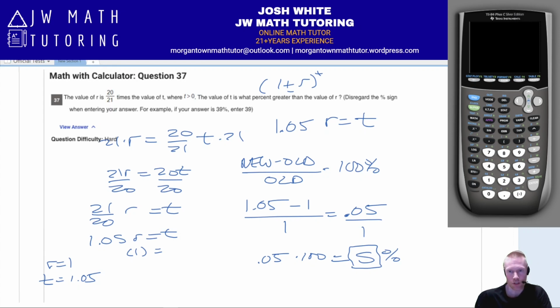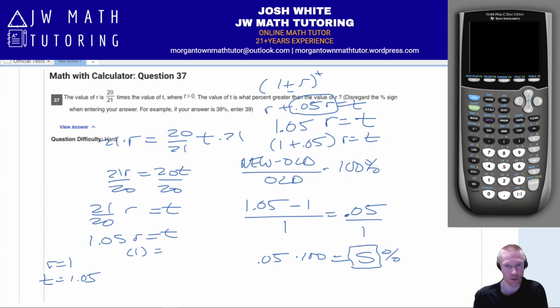The point is, if you take this 1.05 and split it up, that's how you can visualize it, and then you multiply it out. Notice you would get r plus 0.05r equals t. And so it's this extra thing right here that's the 5%. That's the 5% greater that t is than just r itself. So that's kind of the theoretical explanation behind it.